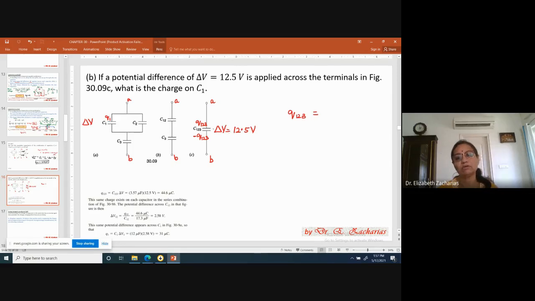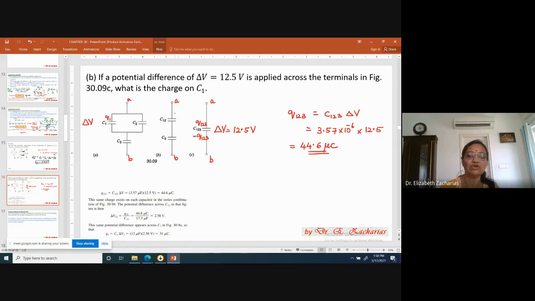What will be Q123? It will be C123 into delta V. C123 we have just done in the previous page. It was 3.57 microfarad and delta V is 12.5. So you get the charge on the equivalent capacitor Q123 equal to 44.6 microcoulomb. So I know that there is a charge of 44.6 microcoulomb.